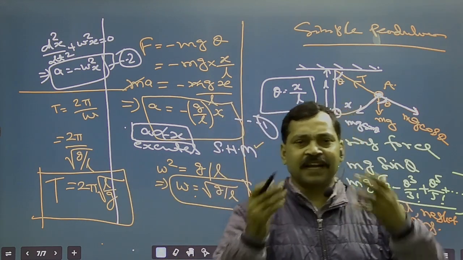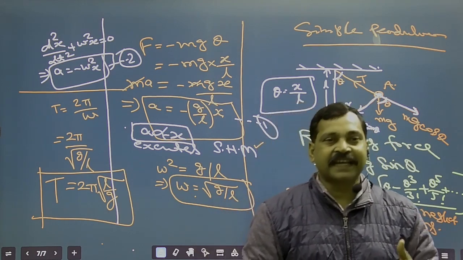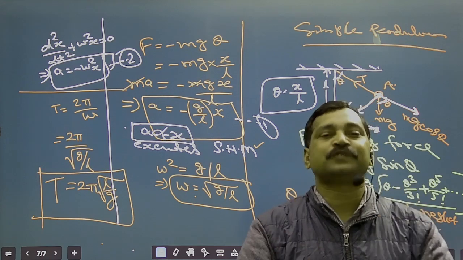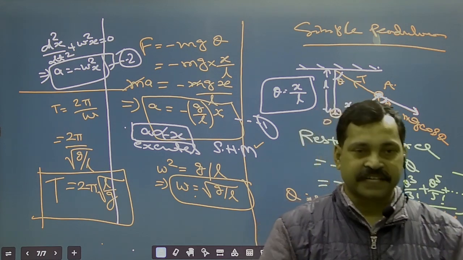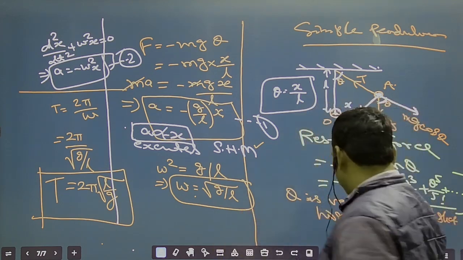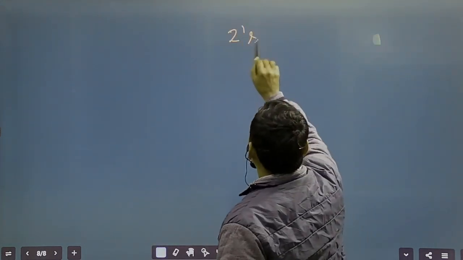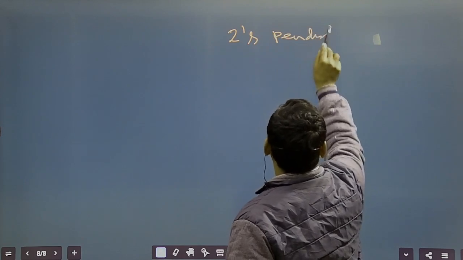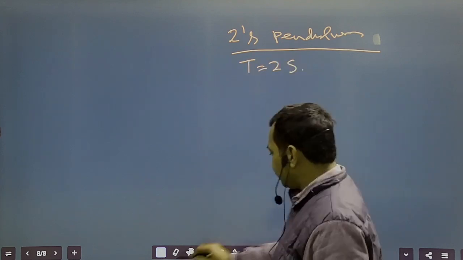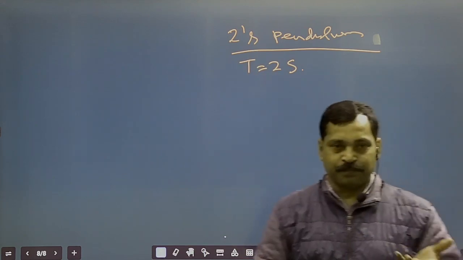Understood? Similarly, one question normally asked is: what is a second pendulum? A second pendulum means the simple pendulum which has a time period of 2 seconds. Sometimes it is asked what will be the length of a second pendulum. So you know what a second pendulum is: the time period is 2 seconds, right? In the question it asks normally to find out the length of a second pendulum.